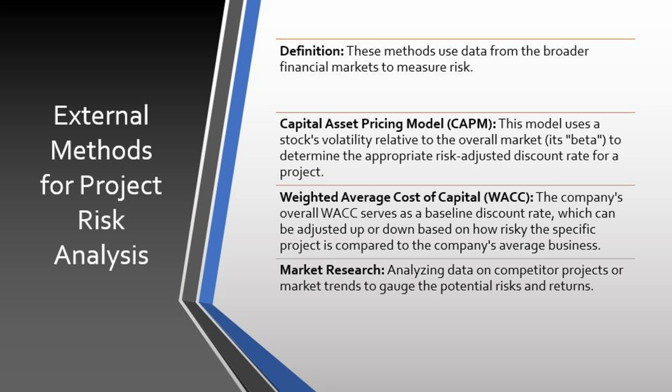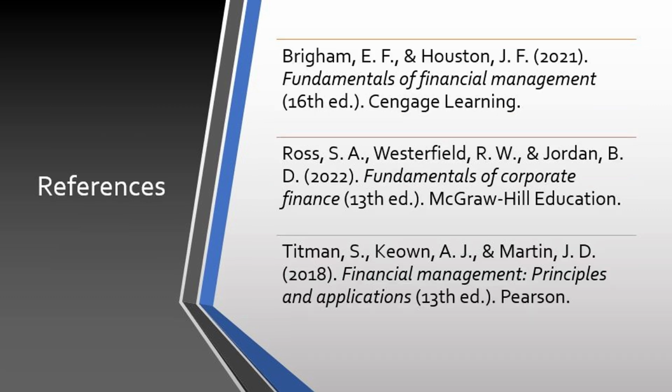Another key tool is the company's weighted average cost of capital. This is a company's average cost of funding and serves as a baseline discount rate for projects with the average level of risk. That concludes my overview of financial management and risk analysis.